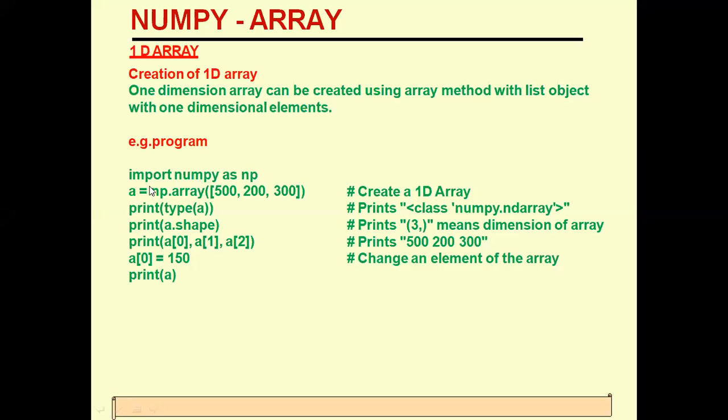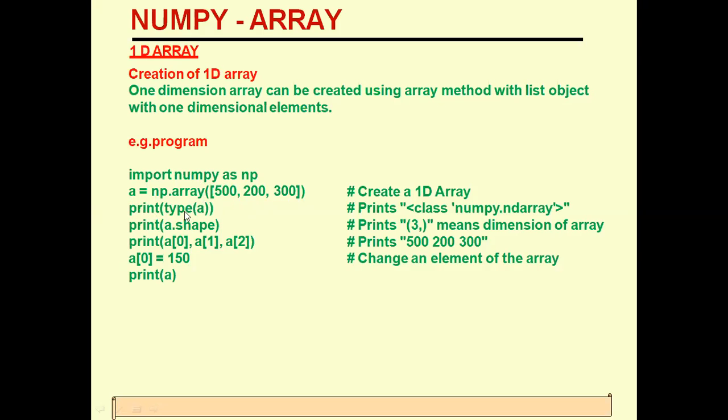So here, a equal np. What is np? We have imported numpy here. Dot array. I am creating a 1D array here: 500, 200, 300. These are the values stored in the array A. Just like a list, where we write A equal first value, comma, second value, comma, third value in a square bracket, same as that you put brackets here. So np dot array, you assign this to A.